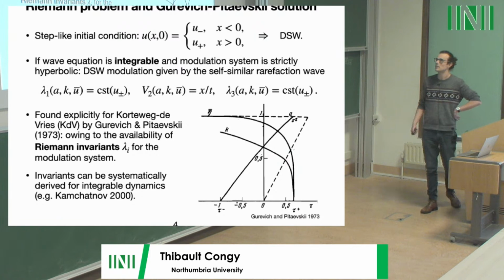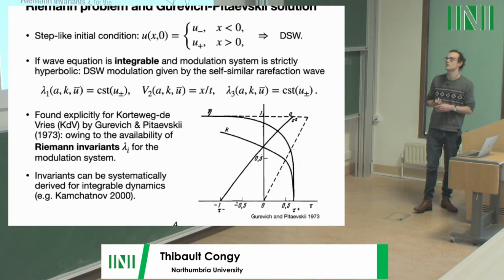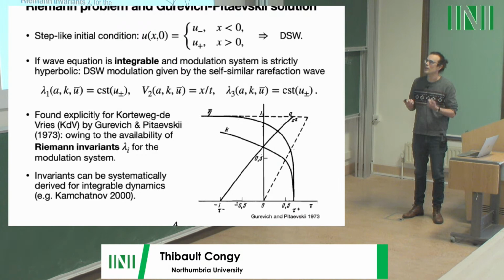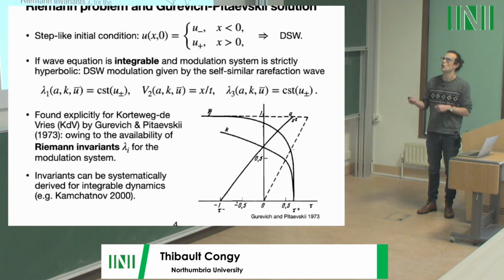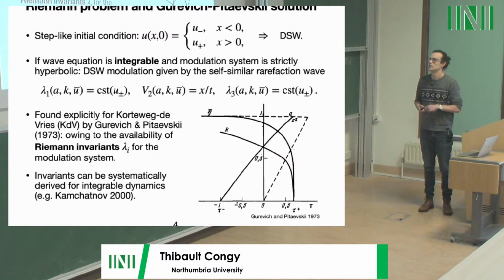So once you obtain the Whitham modulation system, you can put it in a nice form, so you can obtain a Riemann invariant. Basically, you're diagonalizing this quasi-linear system, and you can write the modulation of the dispersive shock wave as these three equations. So the conservation of two Riemann invariants, here lambda 1 and lambda 3, and you suppose that one of the characteristic velocities of the modulation system is equal to the self-similar parameter x over t.